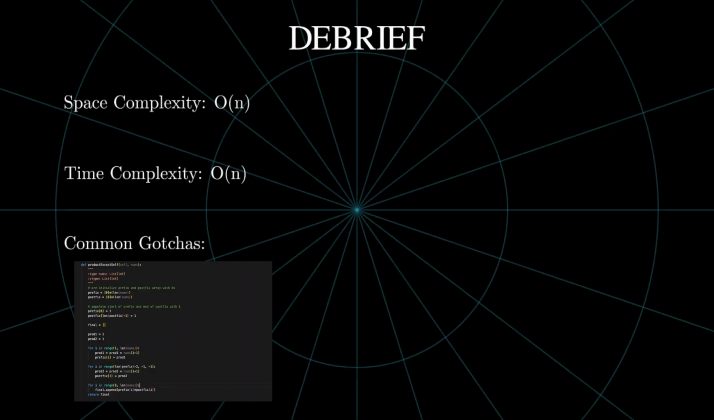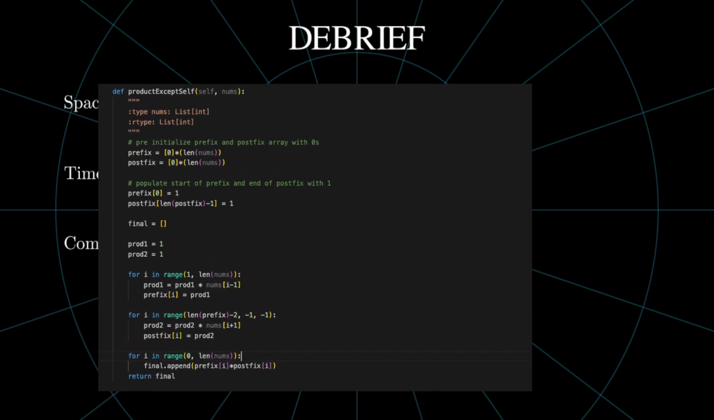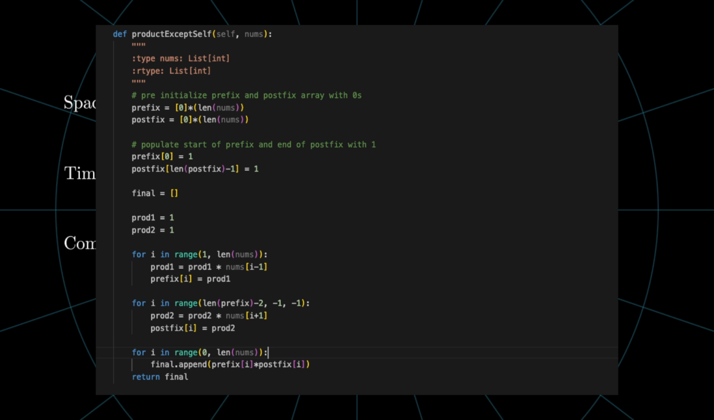Now for your favorite part, the debrief. The time complexity and space complexity is O of n. And the common gotchas are the following. There's many different ways to approach this question. I decided to populate the prefix and postfix with zeros, as well as the starting and the final value with 1. I then decided to use for loops to populate my prefix from index 1 to the end, and my postfix from the second last value to the start. So make sure your ranges are correct.